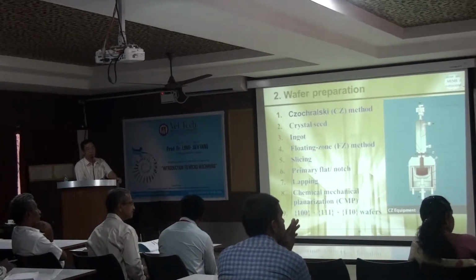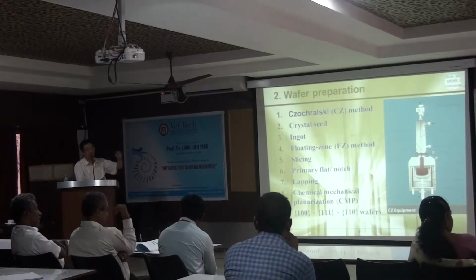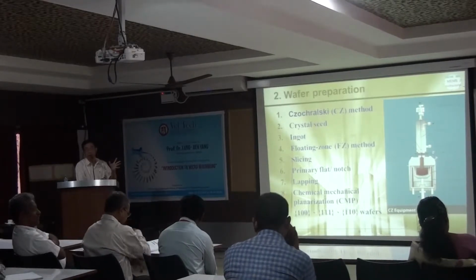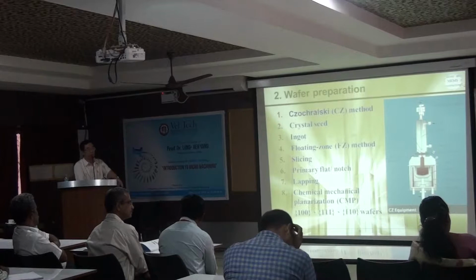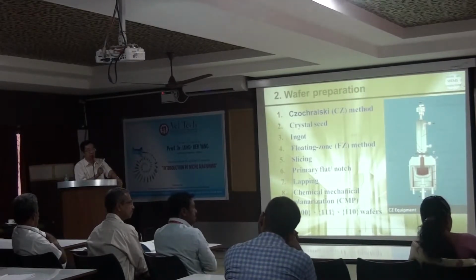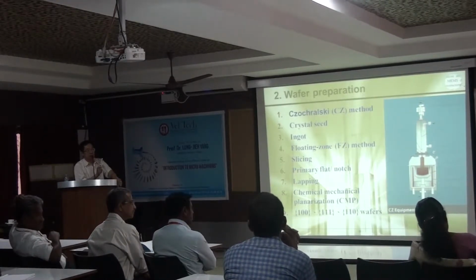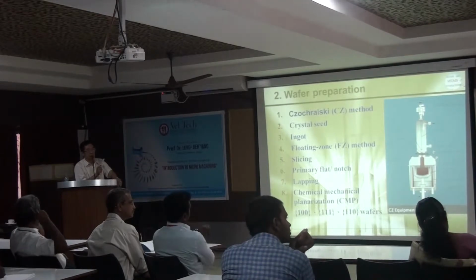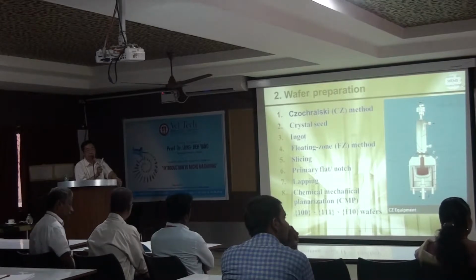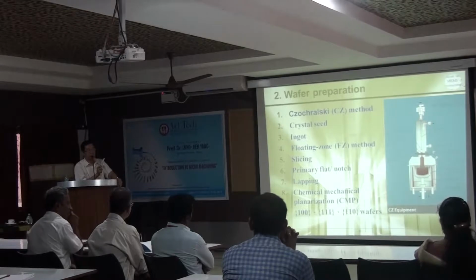In crystallography, in the crystal structure, we use the Miller index to identify the plane and the direction. So the primary flat is necessary. Without identifying the primary flat, we don't know the crystal orientation on this 100 crystal plane. Sometimes the direction is important.